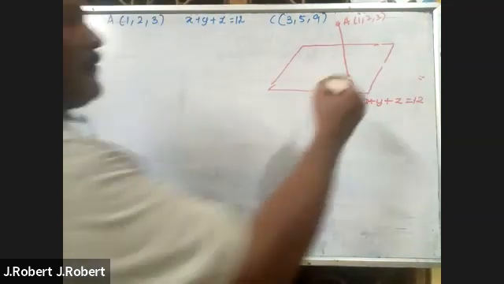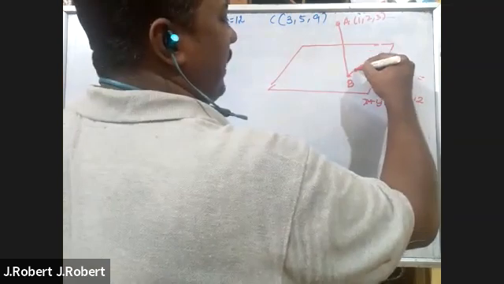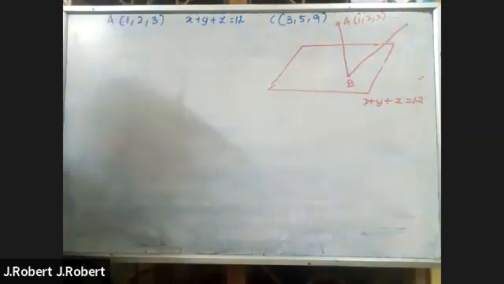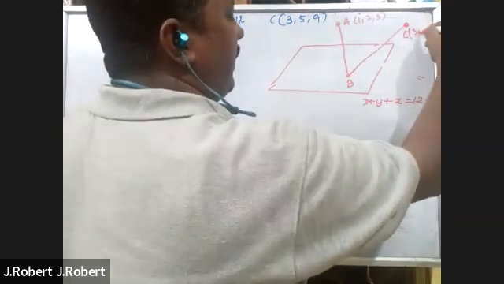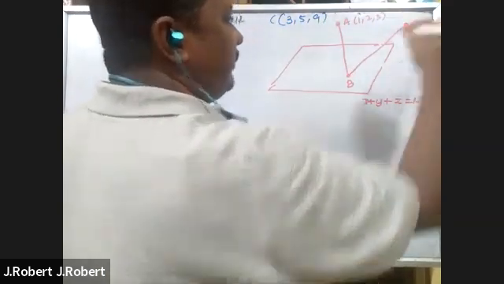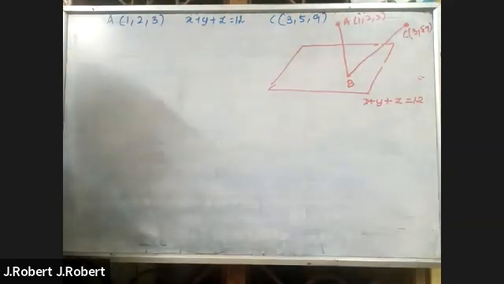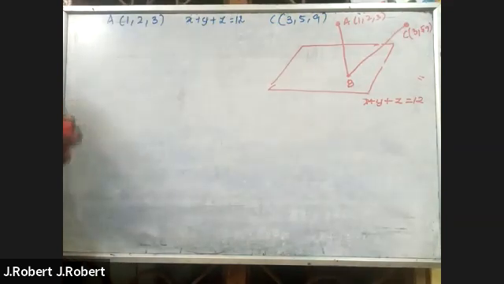Again it reflects. This light ray hits the plane and reflects again. It meets at the point C of 3, 5, 9. Did you understand the diagram? There is a light ray which passes through the point A of 1, 2, 3 and strikes the plane at the point B. From this B, when it reflects, it passes through the point C of 3, 5, 9. This is the data given in the problem.